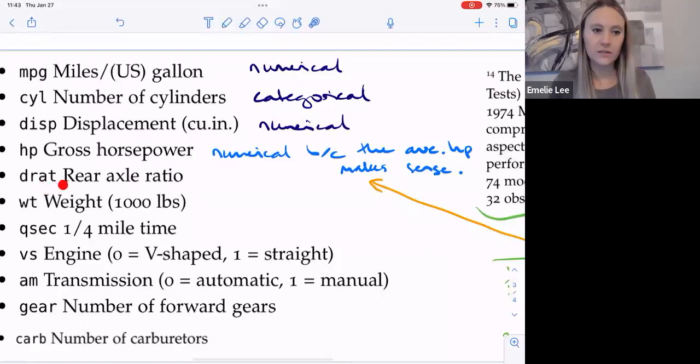DRAT, rear axle ratio. Again, I don't know what that is. The term ratio to me triggers numerical, because it has to be a number.